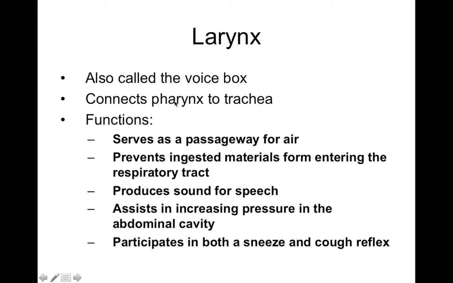It serves as a dividing line or marker between the pharynx and trachea. Functionally, it serves as a passageway for air. It prevents ingested material from entering the respiratory tract because it has the epiglottis associated with it. It produces sound for speech because your vocal cords are within your larynx. It also aids in increasing pressure within your abdominal cavity by Valsalva's maneuver, because when the glottis closes, it prevents air from escaping your lungs. That way it can increase pressure in the abdomen.